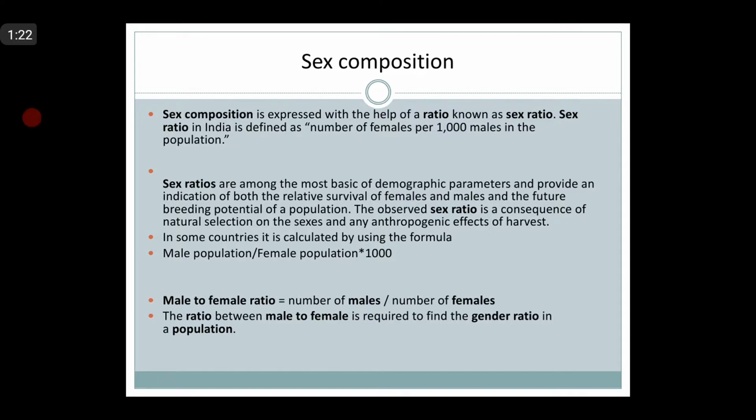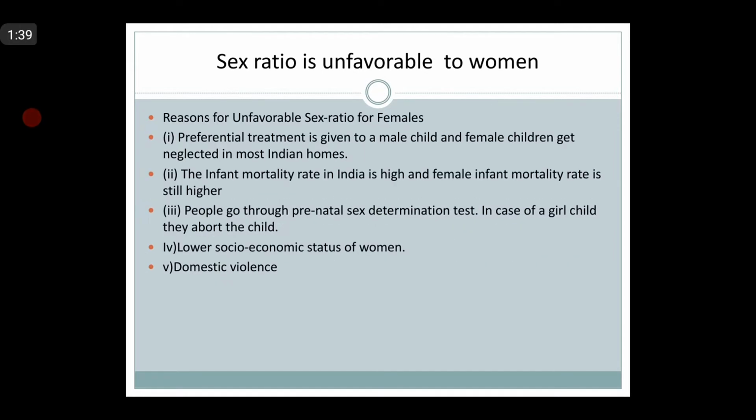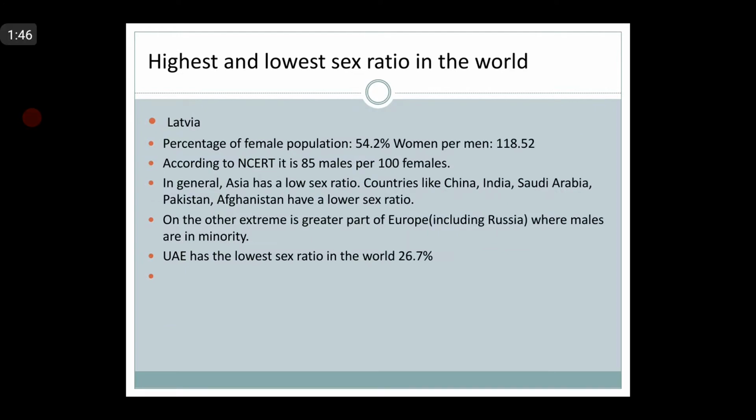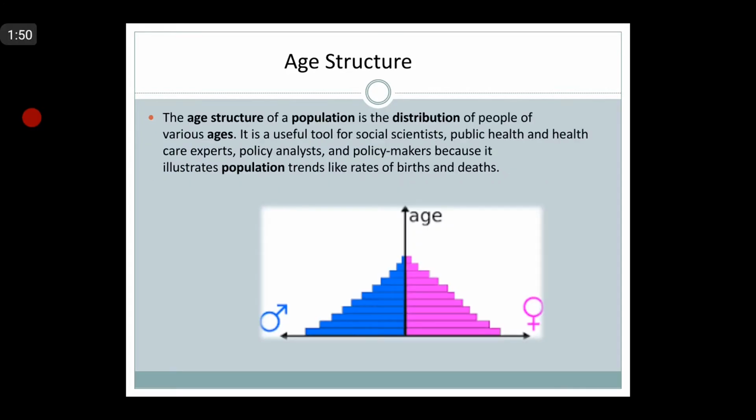In some countries, it is represented as number of males per thousand females. But in India, sex ratio is worked out using the number of females per thousand males. Isn't it? We have also discussed why sex ratio is unfavorable to women, and the highest and lowest sex ratio in the world. Now, let us take up today's topic, age structure.